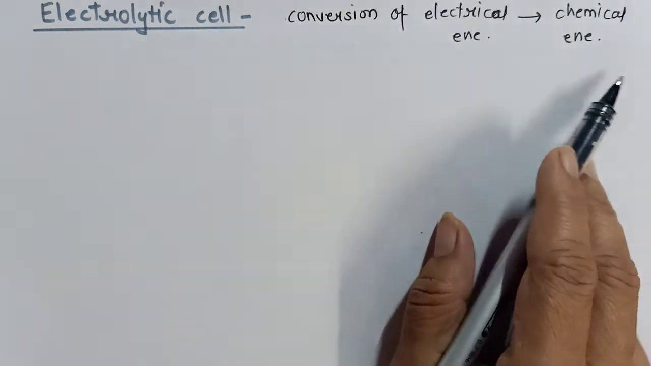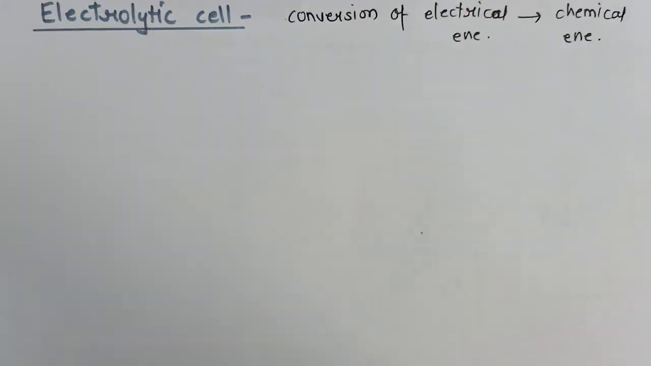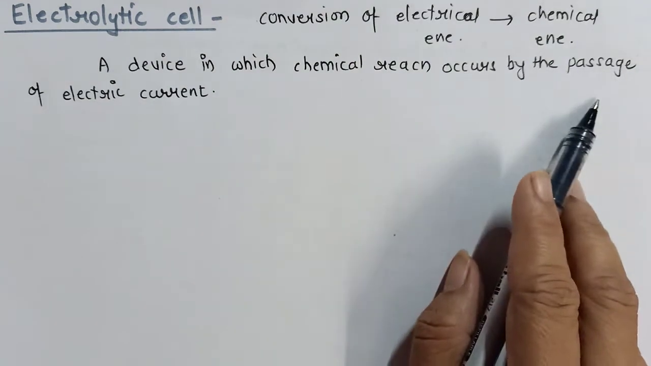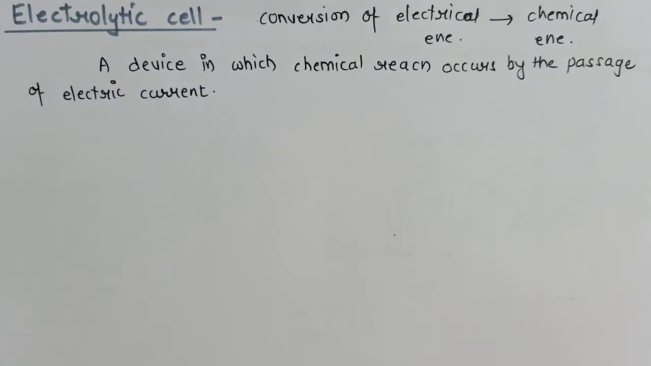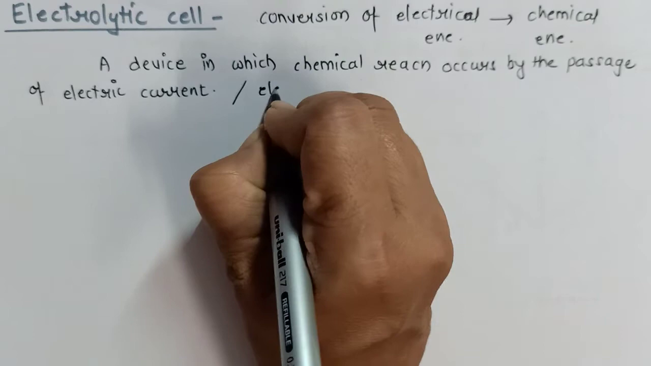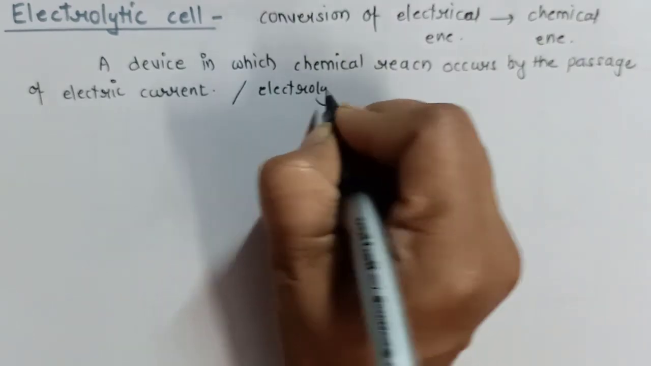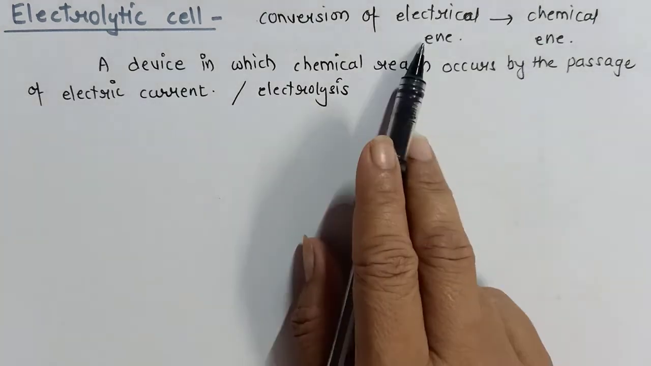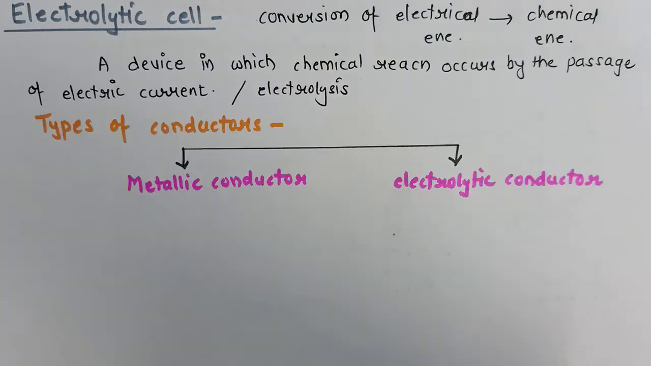For this we need a device and that is what we call an electrolytic cell. So how can we define electrolytic cell? A device in which chemical reaction occurs by the passage of electric current. In other words, I will say in electrolytic cell electrolysis occurs. So electrolytic cell works on the phenomenon of electrolysis and thus helps to convert electrical energy to chemical energy.